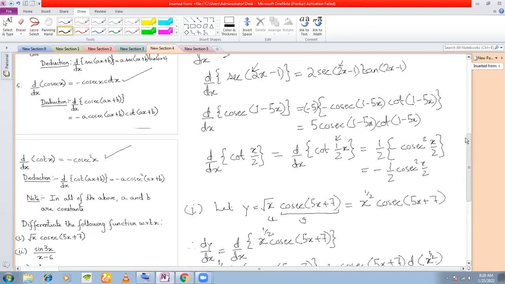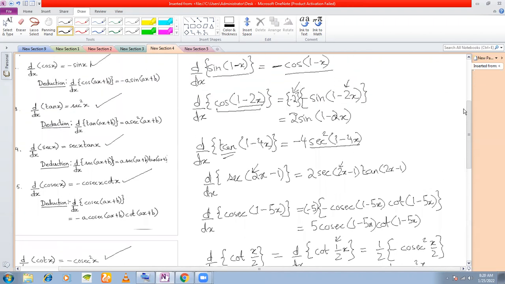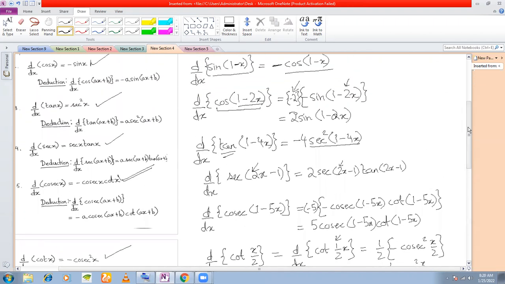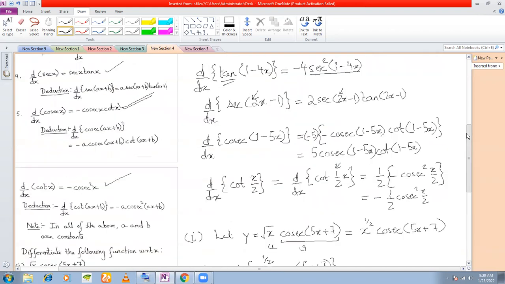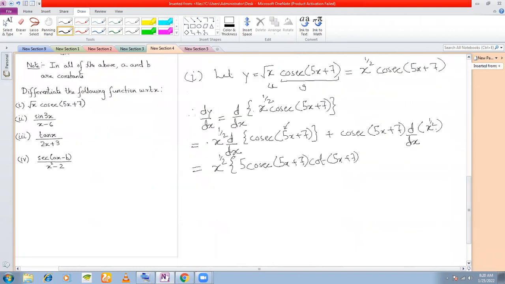If you see the derivative of cosec, what is the derivative of cosec here? Derivative of cosec is minus cosec cot, right? So you need to write here, and because you have the coefficient of x as 5, so 5 cosec 5x plus 7 into cot 5x plus 7, right? That was the derivative of cosec cot, and you also have a negative sign. So d/dx of cosec is minus cosec cot. That is why you have a minus sign, and you multiply it by the coefficient of x, right? Plus, and d/dx x to the power of half.